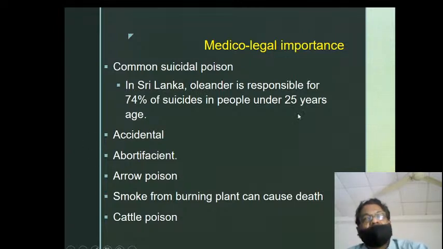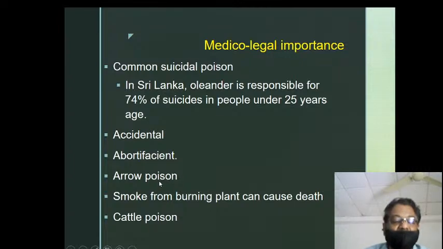Homicidal use is of course rare because it is not palatable in taste. It can be used as an abortifacient to induce abortion, as arrow poison, and as cattle poison. The smoke from the burning plant can also cause death. That is another important point. So this plant has a lot of medico-legal significance. That is why this is one of the important poisons.